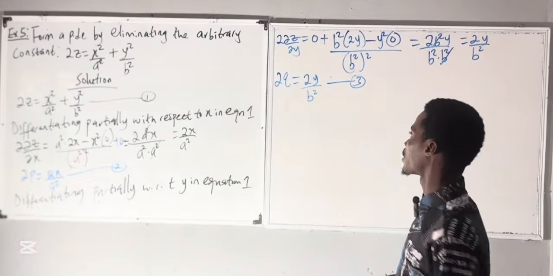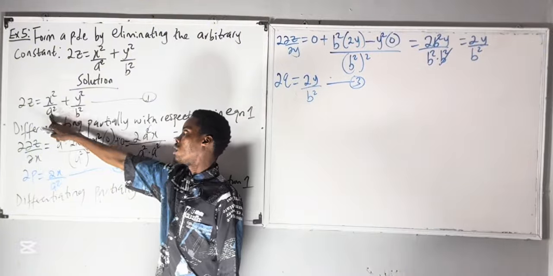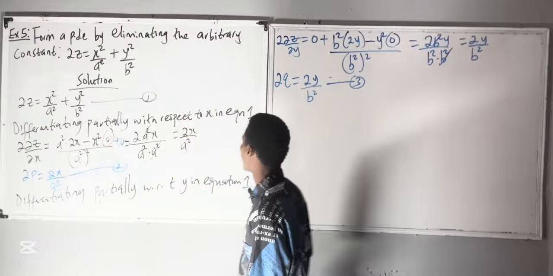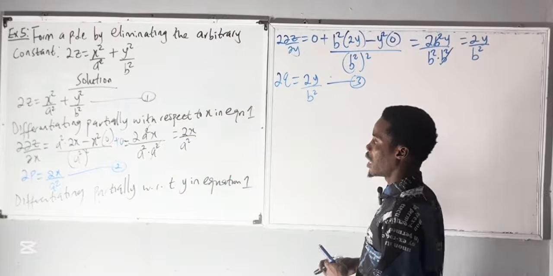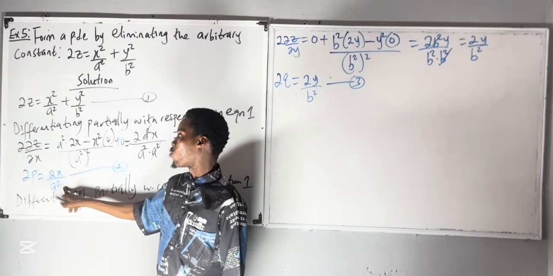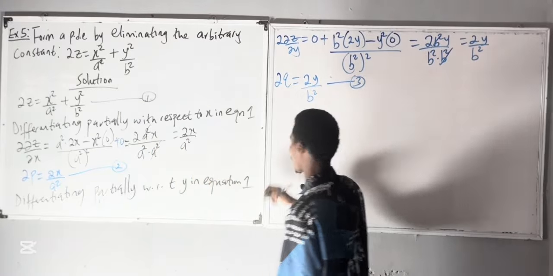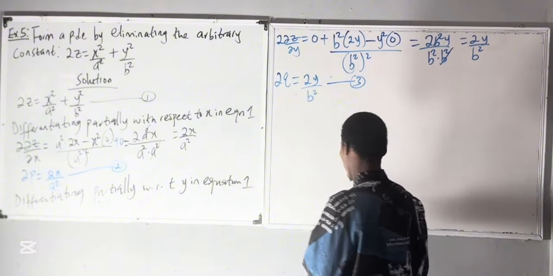So what is my next step? Given the relation, I want to eliminate a and b, a square and b square. So if I consider equation 2, I can make a square the subject of formula. When I get the subject of formula of a square, I can input it here, and as well b square as the subject of formula. So what am I going to have?